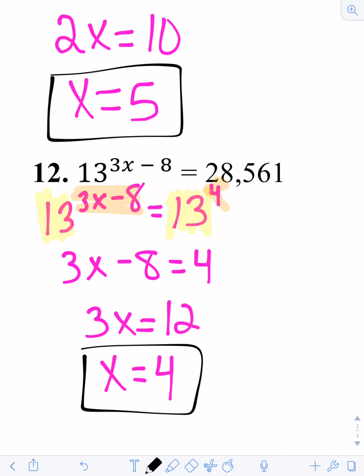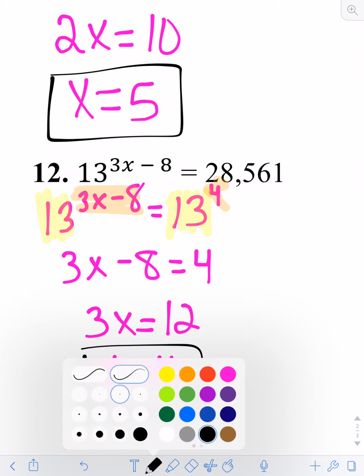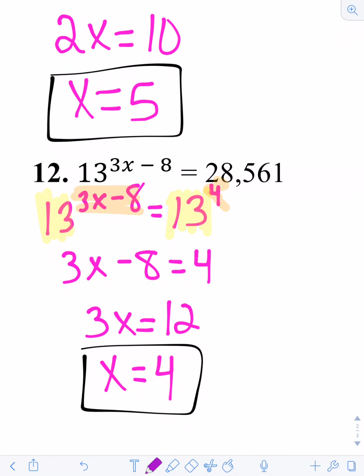And you can always check by plugging 4 back in. Let's see, I'll use purple. You can take this answer right here, this x equals 4, and plug it in right here. So 3 times 4 is 12. 12 minus 8 is 4. Type in 13 to the power of 4 and make sure it comes out to 28,561. So you can go back and check all these, and that way you know that you got the correct answer.